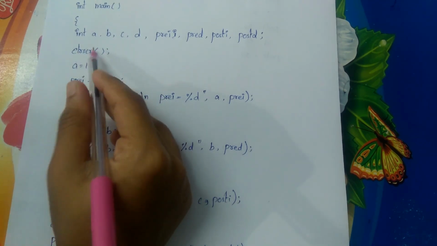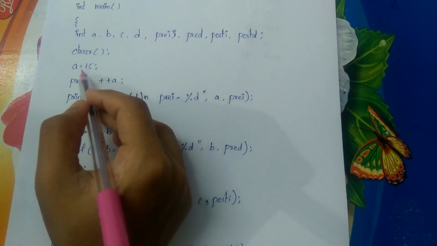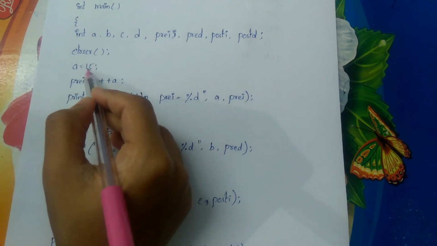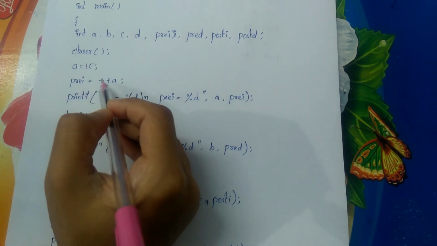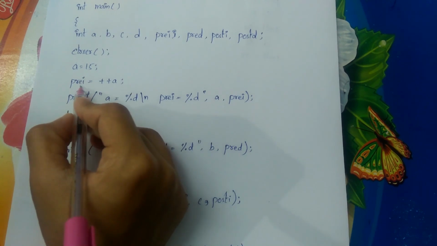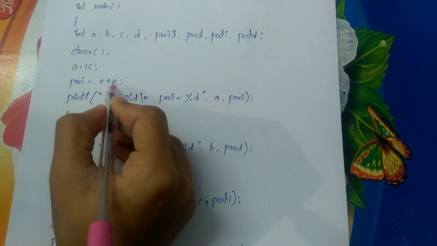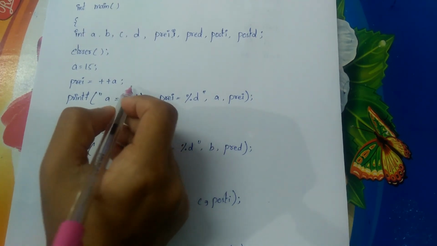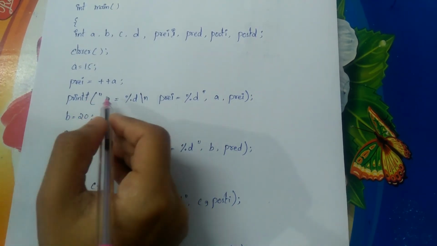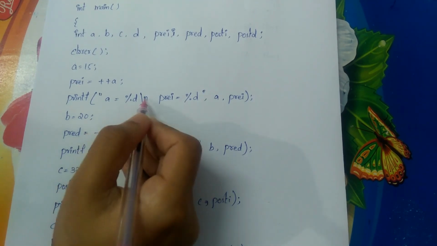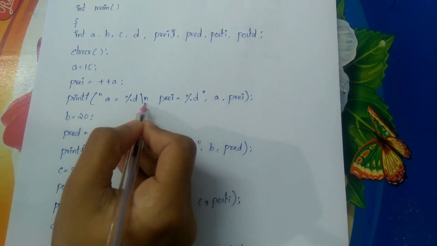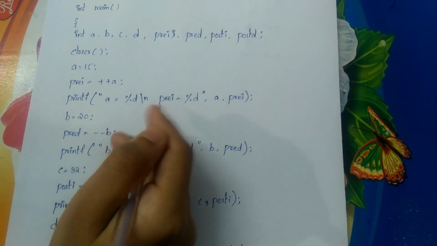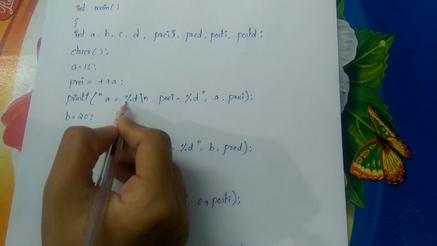Then first I am taking a as 15. Now I want to find out the pre-increment for a. So a is equal to 15 and pre-i is equal to ++a. In pre-increment, we write the operator before the operand, then end with a semicolon. Now printf, in this printf, a is equal to %d and \n. We use this \n to get the next statement in the next line, to get a new line.